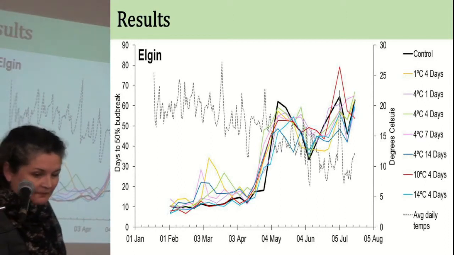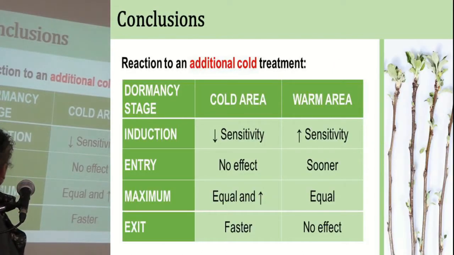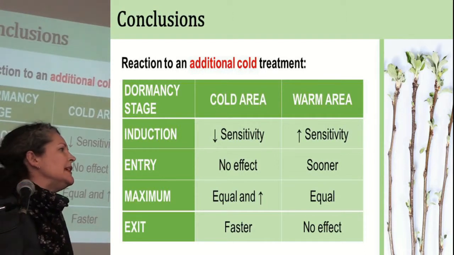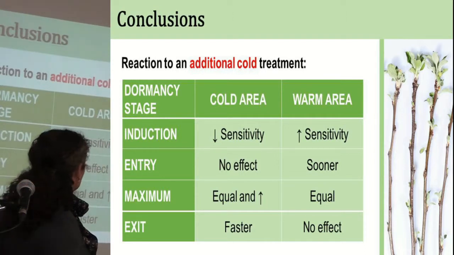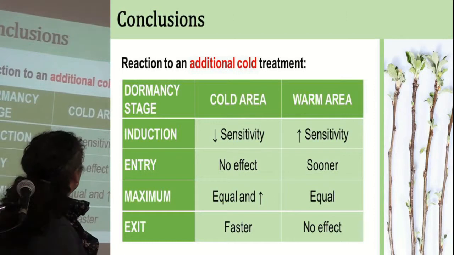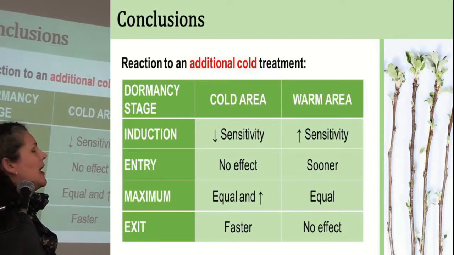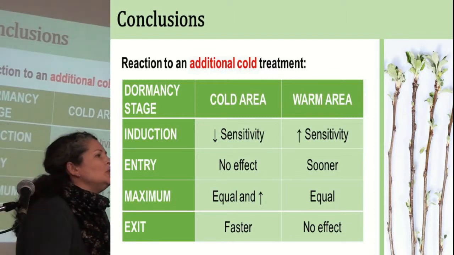To put that into conclusion, we can see that for the induction of dormancy, the warm area is more sensitive to additional cold. Entry happens sooner. Maximum levels are equal, not necessarily higher like we saw in a cold area. And then the exit from dormancy in the warm area had no effect. The additional cold had no effect.